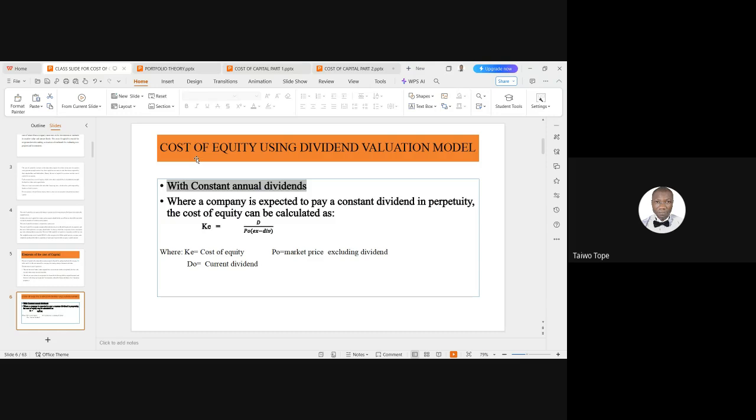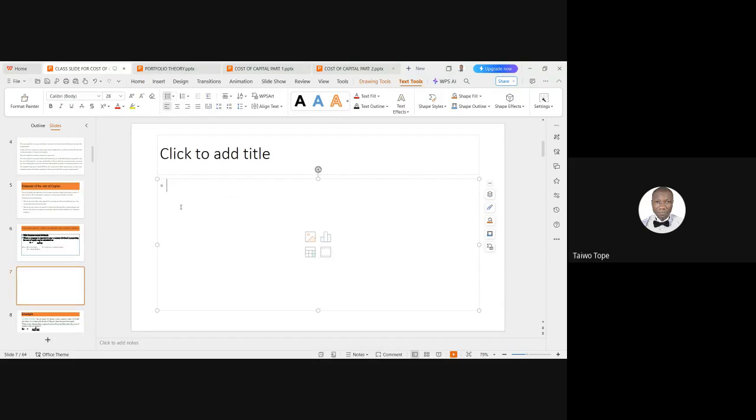we are required to know certain things. In trying to determine your cost of equity using dividend valuation model, your market price can be XDIV or CUMDIV. When your market price is XDIV, it means dividend for that period has been paid. It means the market price is excluding what? Dividend. But when the question is saying dividend is yet to be paid, it means that the market price is CUMDIV.